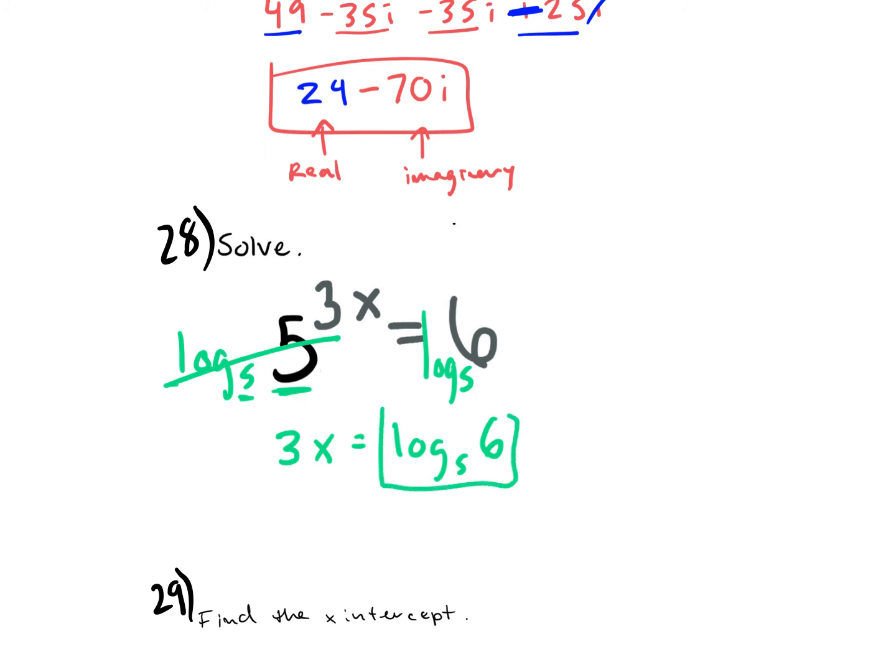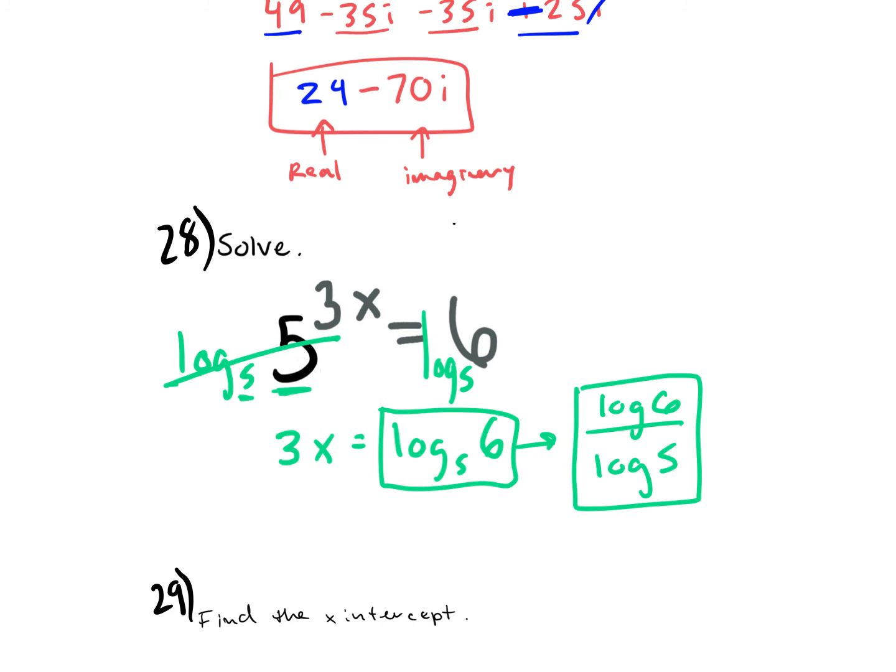I can put this in my calculator, but it has to be log of 6 over log of 5. So this is what you would put into your calculator. I think when you put that in the calculator, you get 1.1-ish. And then divide both sides by 3. So what'd you get for x? 0.37.